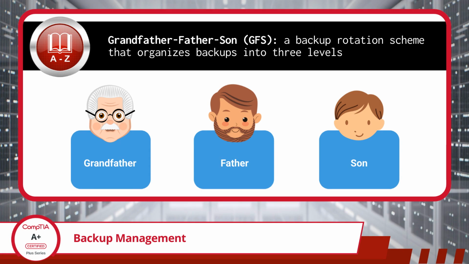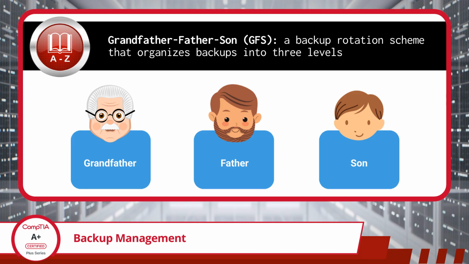After deciding where to store your backups, the next step is organizing those backups in a way that balances accessibility, redundancy, and storage management. This is where GFS, or the grandfather, father, son backup rotation comes into play. GFS is a structured backup rotation scheme that organizes backups into 3 levels, labeled grandfather, father, and son. It works in tandem with full, differential, and incremental backups, providing a framework for when backups are created, and for how long they are retained.